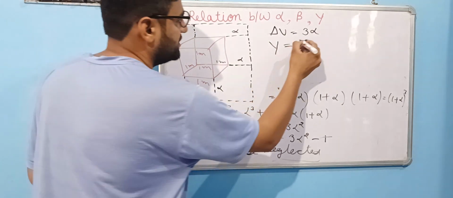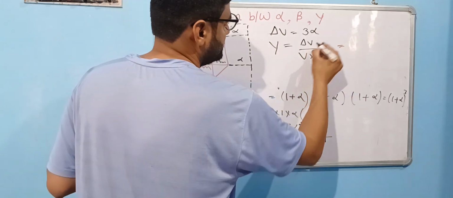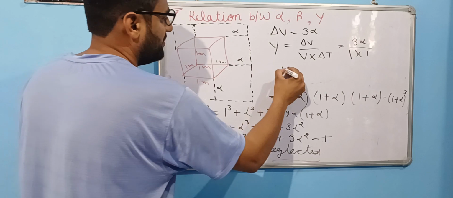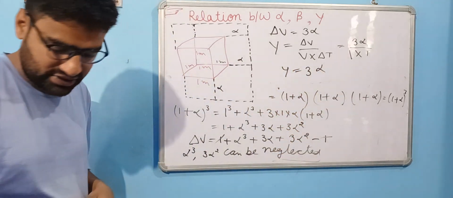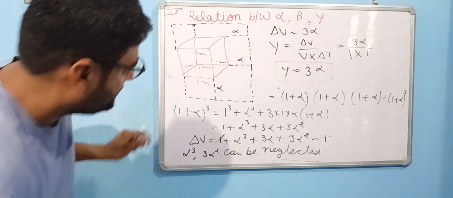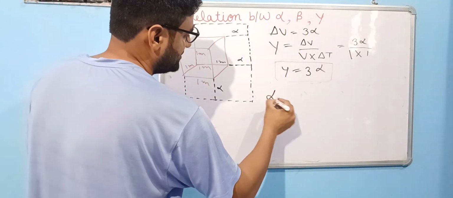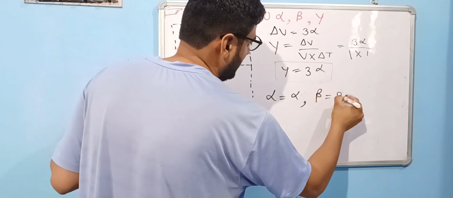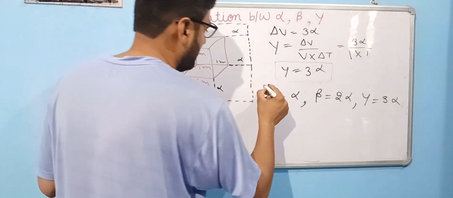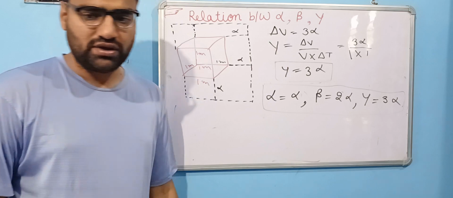Now the thermal coefficient of volumetric expansion, you have seen the formula of it, is change in volume by original volume into change in temperature. So change in volume is 3 alpha, original volume is 1 meter cube, and the rise in temperature is 1 degree Celsius. So gamma is equal to 3 alpha. We have found this relation. So we can write alpha equals alpha, beta equals 2 alpha, and gamma equals 3 alpha. So this is the relation between alpha, beta and gamma, that is the thermal coefficient of linear expansion, areal expansion, and volumetric expansion.